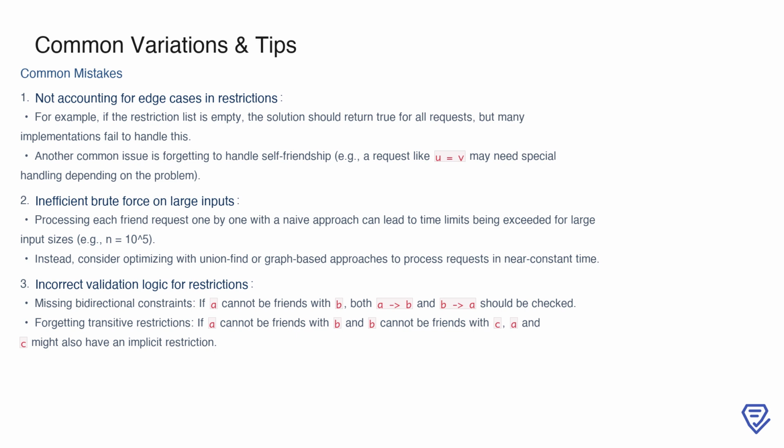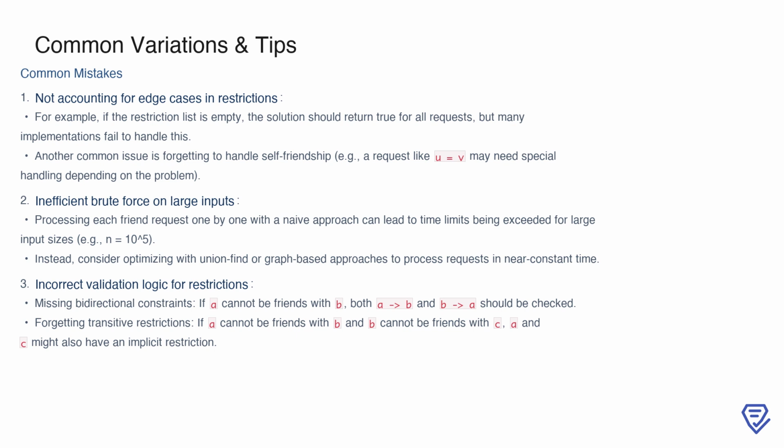Next, be cautious about using inefficient brute force methods on large inputs. For example, processing each request individually without optimization can cause your solution to exceed time limits, especially when the number of nodes or requests is very large, like n equals 10⁵. Instead, more efficient approaches like union find or graph algorithms can help process requests in near constant time. Additionally, incorrect validation logic for restrictions is another pitfall. It's critical to ensure that bidirectional constraints are handled.